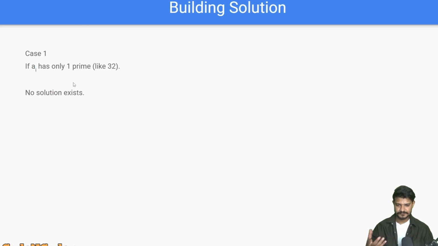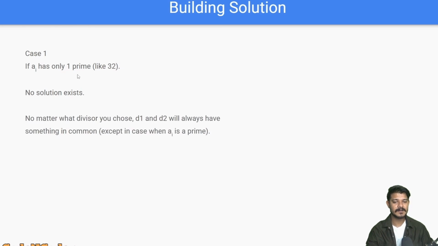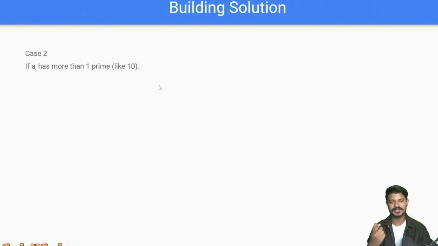Right? Now, since all of the divisors are powers of P, no matter what divisors you give D1 and D2, they will always have P in common. That means you won't be able to find D1 and D2 in such a way that nothing is common between them. You will always find P common. That's why if AI, the number for which you are calculating two divisors, has only one prime, the solution doesn't exist. Case 2 is that there are more than one primes.